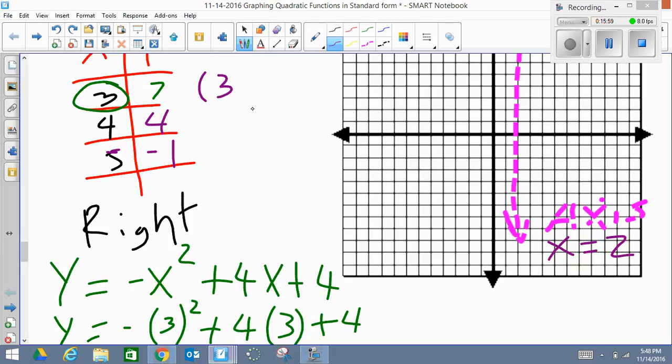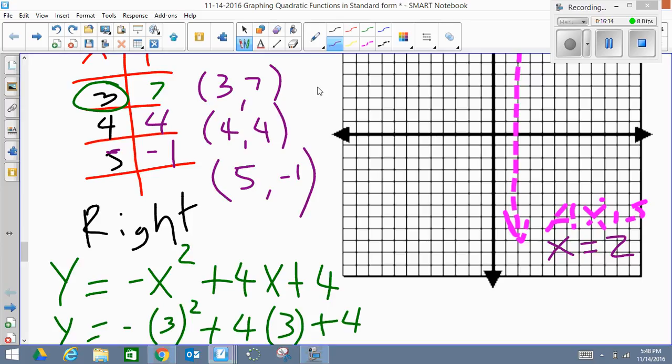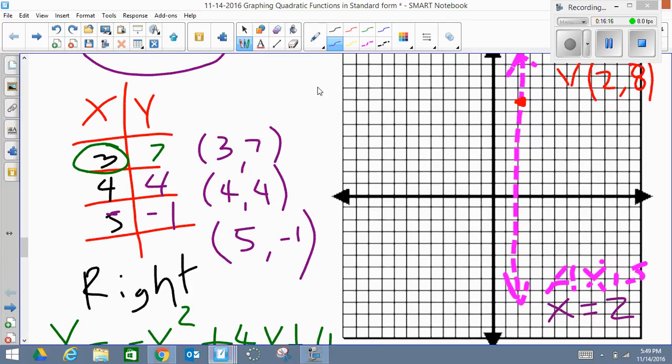Remember, each pair is an ordered pair. So it's 3, 7 is the first one. The second one is 4, comma 4. And the third one is 5, comma negative 1. Once I have that, I'm going to go to my graph and plot those values in. Okay, so let's get to our graph and let's plot those values in.